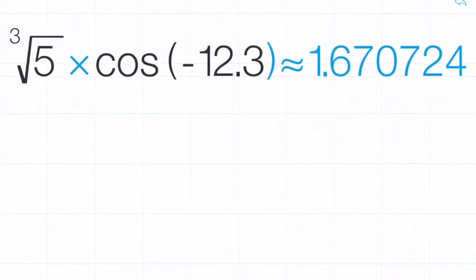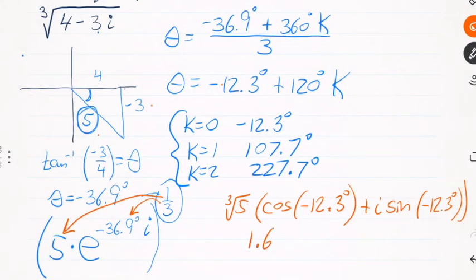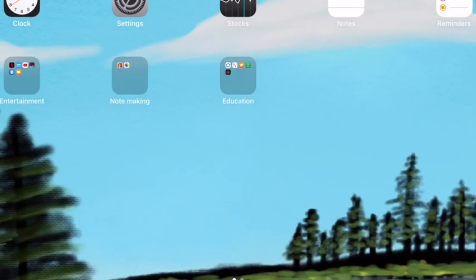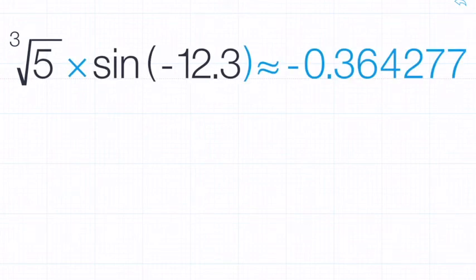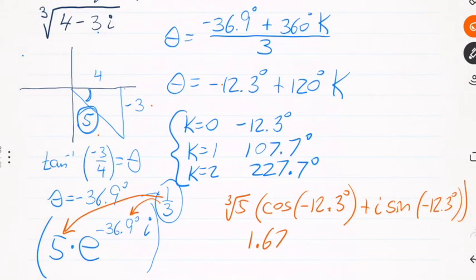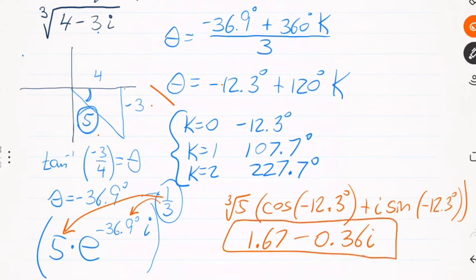All right, and then we'll distribute that cube root of 5. So that'll give us 1.67. I'm going to go 2 decimal places. And then do the same thing and just get rid of the cosine and make it sine, and that's negative 0.36i. And that is one of the cube roots of 4 minus 3i. The problem is there are 2 more. And basically all you would do is put in 107.7 into our sine and cosine, get an answer, and then the same thing for 227.7.